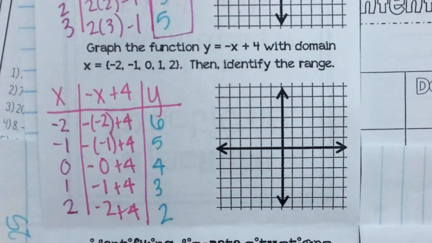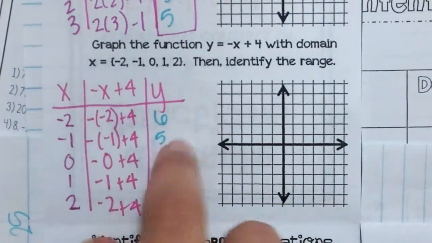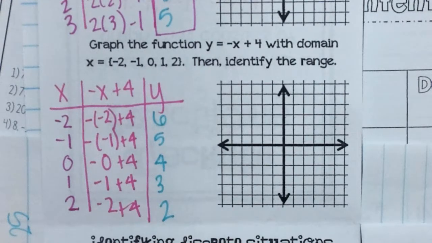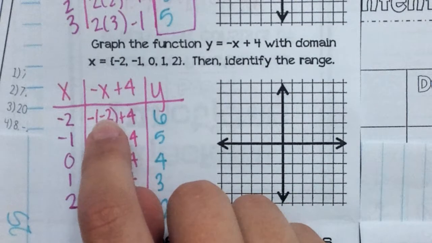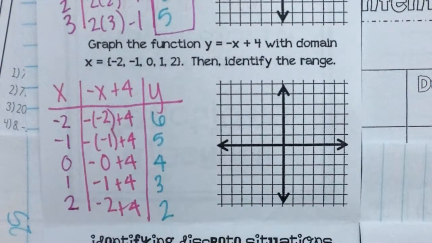Yes, mine's an exact. It goes 2, 3, 4, 5, 6. Flip it around? Is it okay? No, it's not. It has to be like this. I just explained what happened, because it's a negative 2 that turns it into a positive 2. A negative times a negative is a positive.